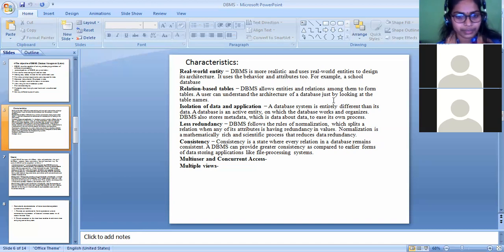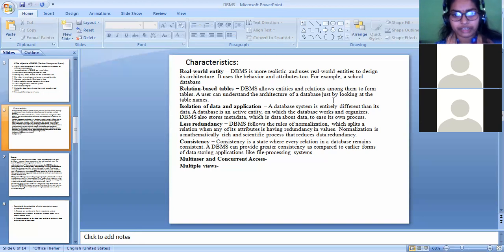Normalization is a mathematically reached specific process that reduces the data redundancy. Means duplication is not allowed. Consistency means what? Consistent data.